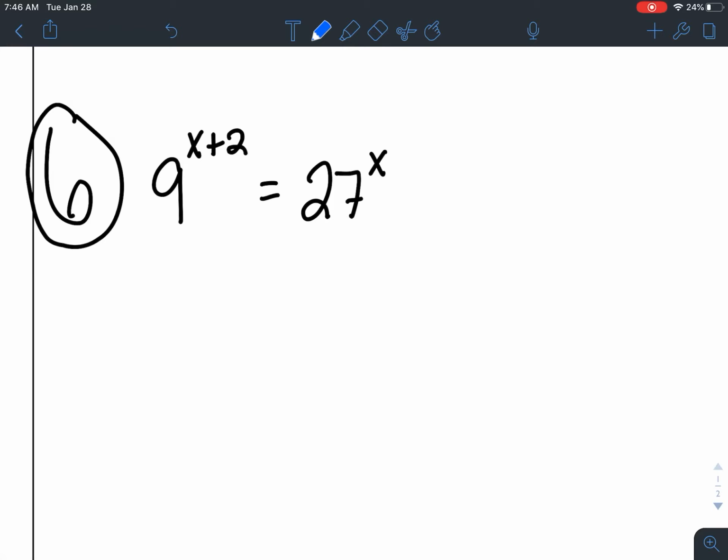Hopefully what we recognize here is that 9 and 27 are both multiples of 3. So I'm going to rewrite them both so that they're base 3. Again, hopefully that makes sense because both of them are multiples of 3. So I'm going to try and rewrite them as just 3 to some power. We all know that 3 squared is 9, and that's still being raised to the x plus 2 power.